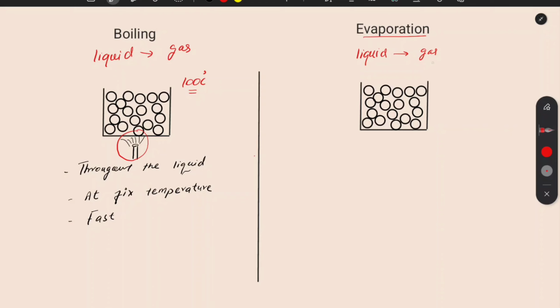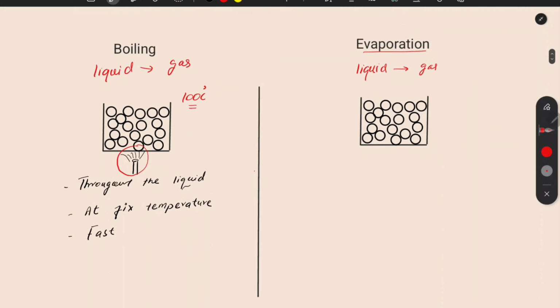But in evaporation, this process can occur at any temperature lower than 100 degrees centigrade. You can evaporate your liquid at 10 degrees centigrade, 15 degrees, 50 degrees, 60 degrees. You can evaporate your liquid at any temperature.